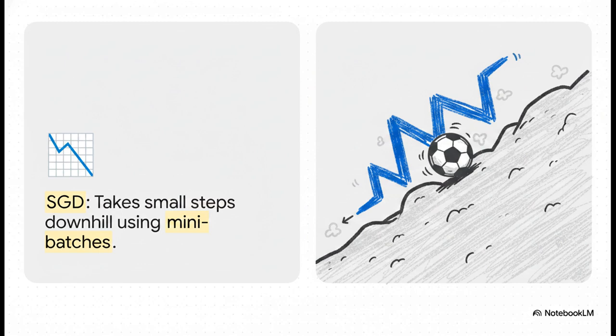It is honestly just like rolling a ball down a hill. It takes these small steps downhill using a mini batch of data each time. And because it only checks one spot at a time, it's fast and it's simple. But think about it. If that hill is bumpy, that ball is going to zigzag all over the place on a really chaotic, noisy path.